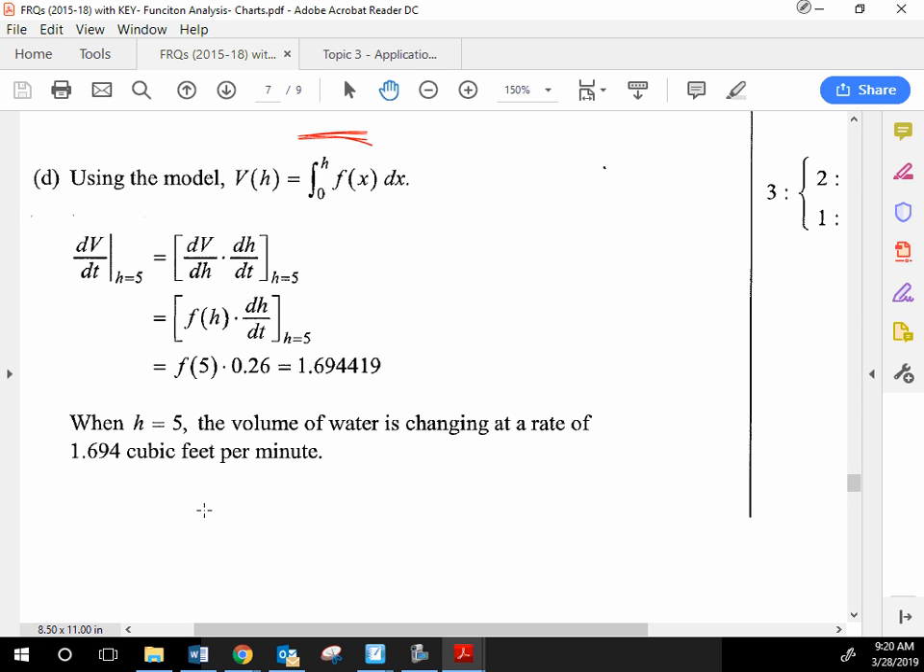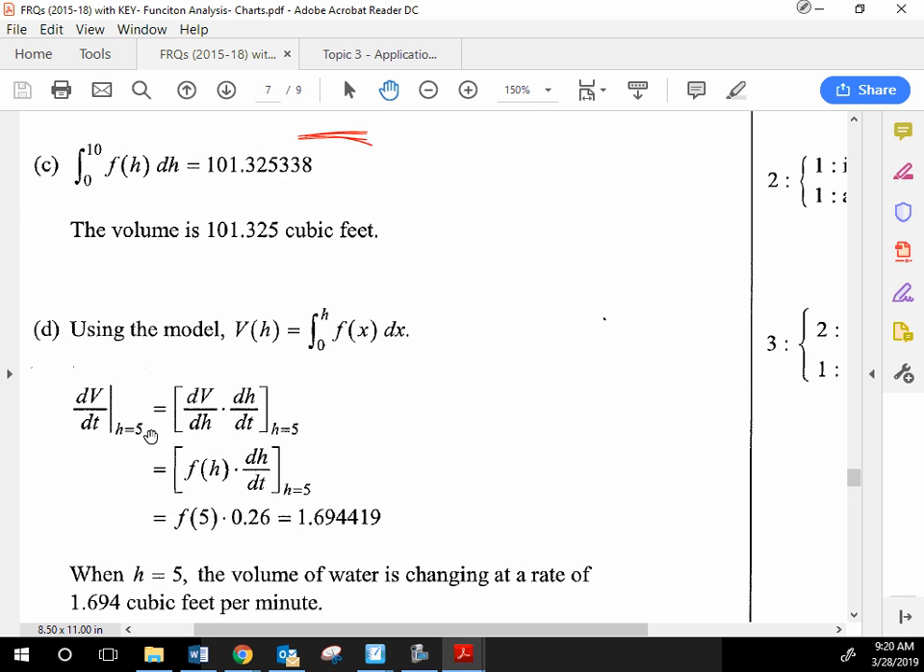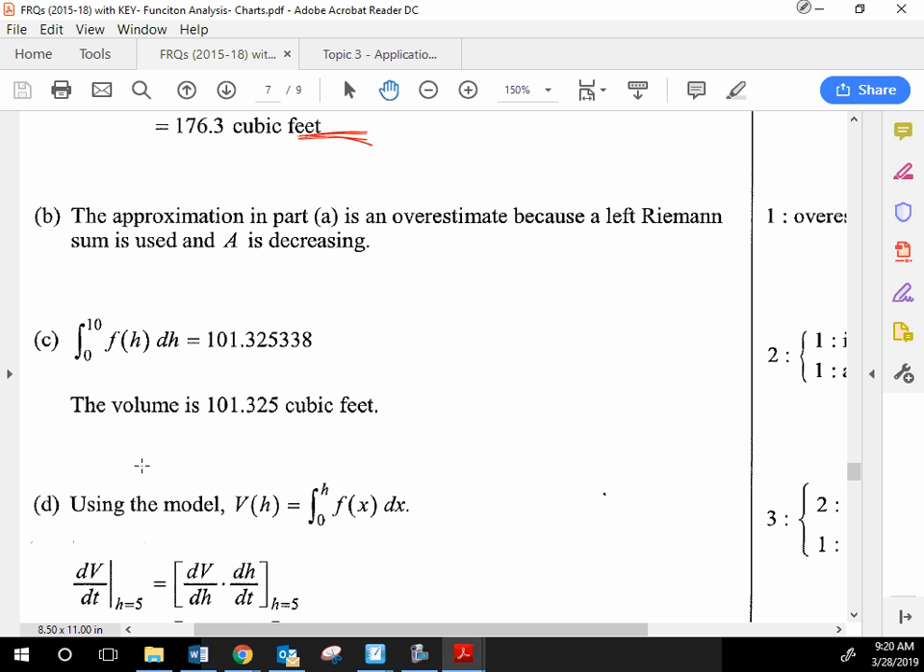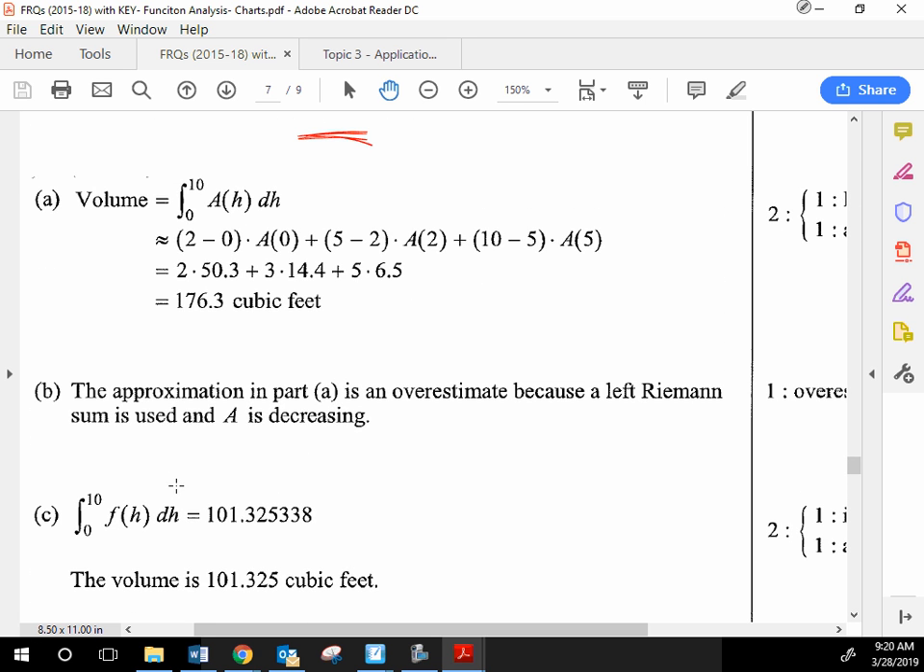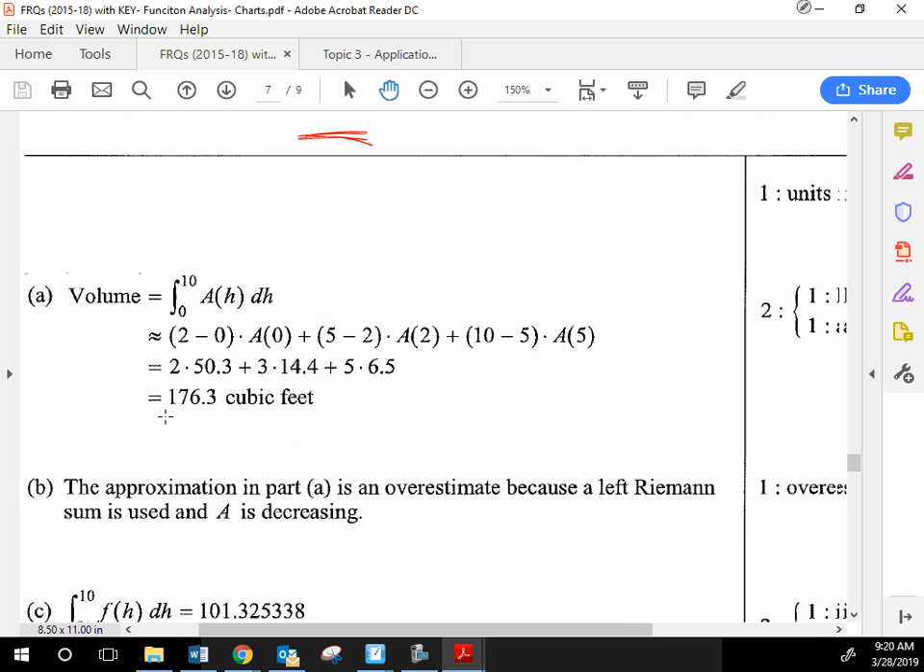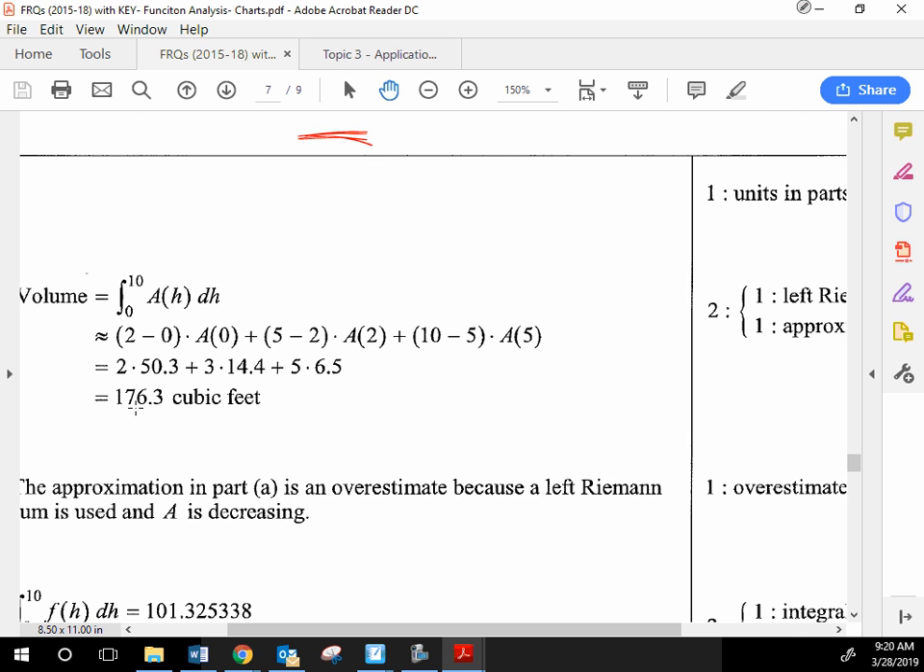Okay. So again, 3 points for D, 2 points for C, 1 for your integral and 1 for your answer. 1 point for B, and 2 points for A, 1 for your left Riemann sum and 1 point for your answer. And then there's 1 point overall for your units. So then total your score and put it at the top.